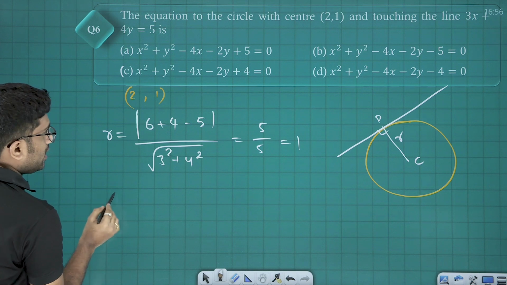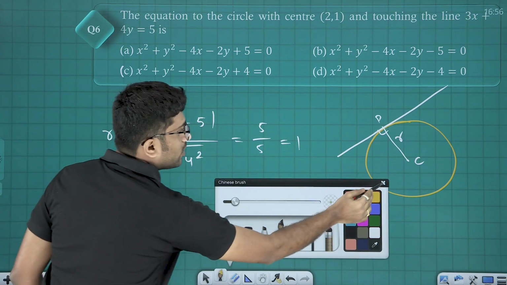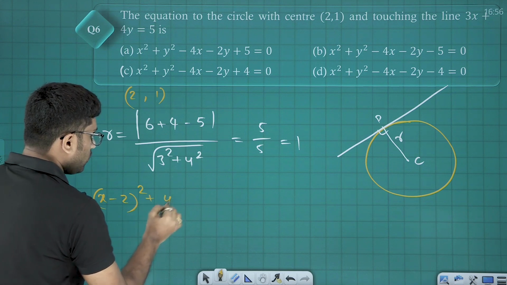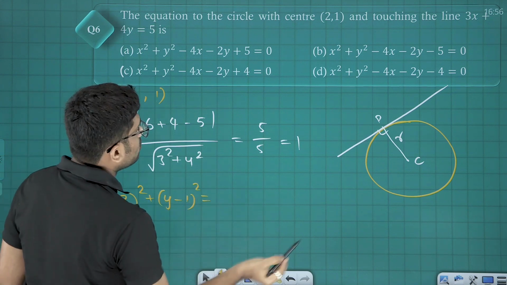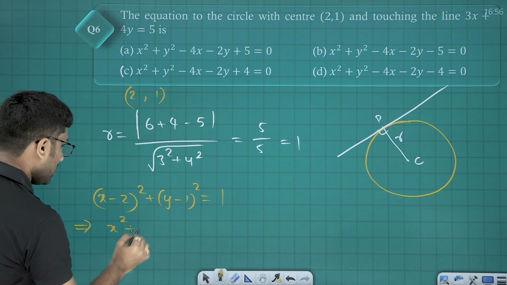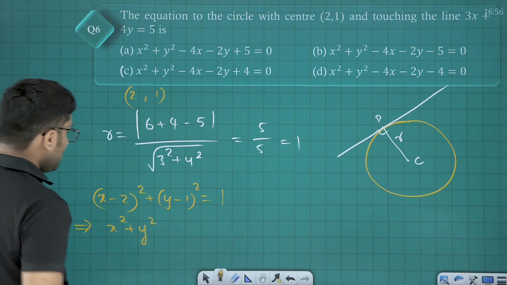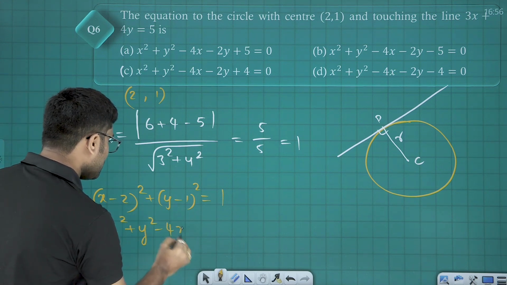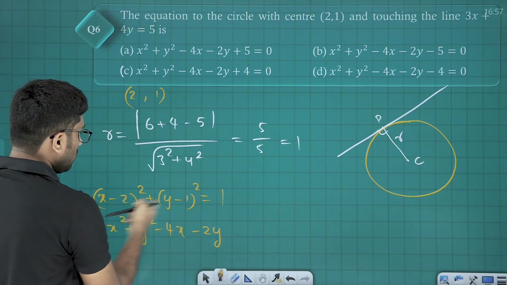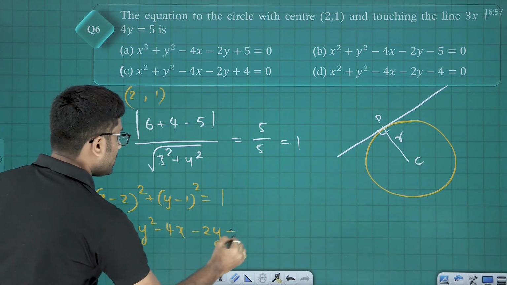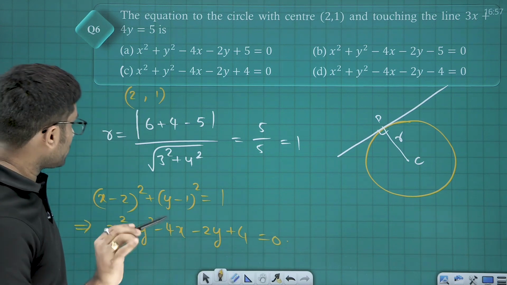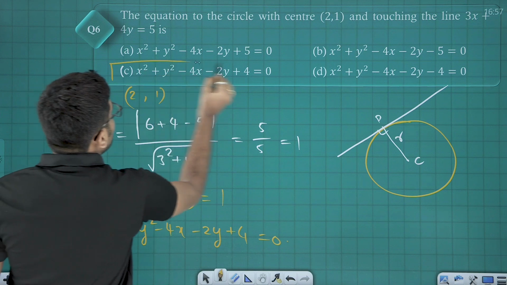That means the required equation of the circle is x minus 2 whole square plus y minus 1 whole square is equals to r square. R square is 1. So that implies x square plus y square, here you get minus 4x, here you get minus 2y, plus 4 plus 1 minus 1, that is plus 4 is equals to 0. x square plus y square minus 4x minus 2y plus 4 is equals to 0. Option C.